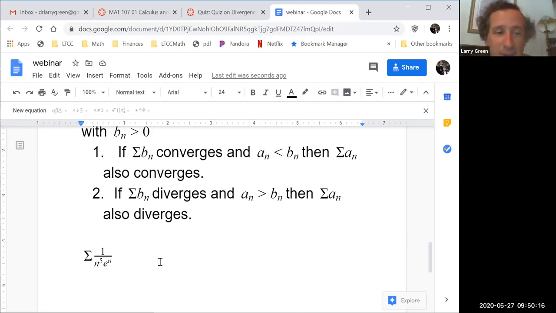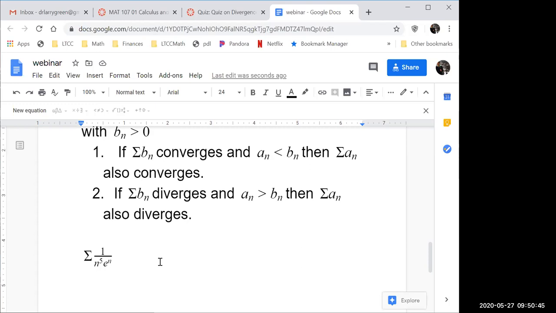Yeah, there's definitely going to be a comparison test. Maybe you could do the integral test, but this would not be a fun integral to do. 1 over x to the 5th times e to the x dx. That's not a fun integral. I don't want to do that. And the interesting thing is, there's actually 2 good choices. Let's see if we can go with both of them. What are the 2 good choices? And they're both just as easy.